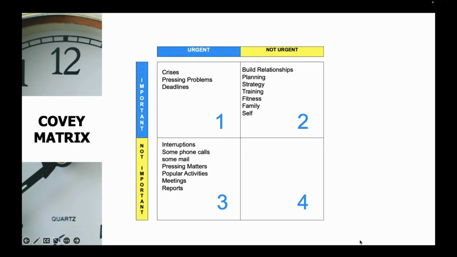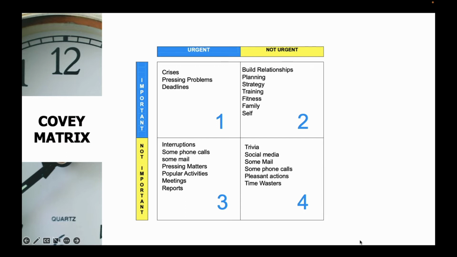Quadrant 3 activities are things that are urgent and not important. Interruptions, phone calls, popular activities, meetings, all that sort of stuff. They're often things that are thrust upon us by other people. So they're often responding to other people's deadlines for things that aren't necessarily important to us.